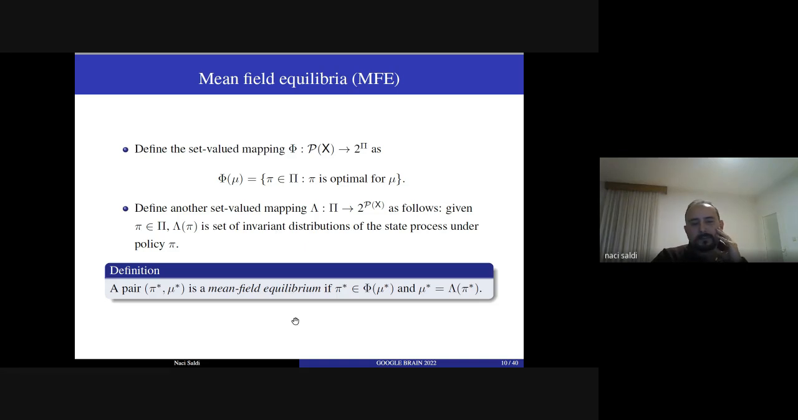And here is the definition of mean field equilibrium. A pair pi star, mu star is a mean field equilibrium if pi star is the optimal policy for mu star and mu star is the invariant distribution of the state process under pi star. So this is the definition of mean field equilibrium. And our goal in this talk is to compute this mean field equilibrium when we know the model and to learn it when we don't know the model. So this is the main goal of this talk.